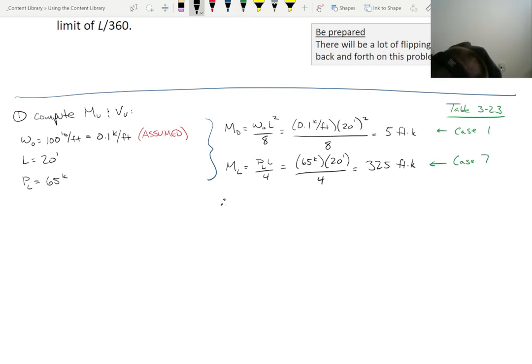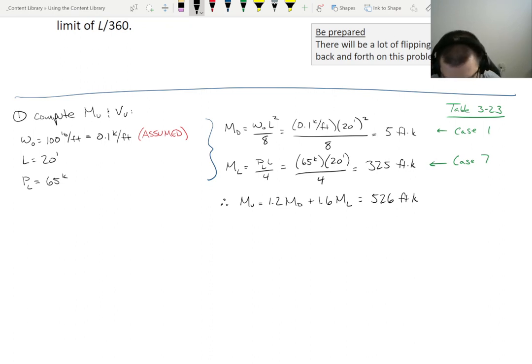So therefore, MU is 1.2 dead plus 1.6 live. And when you chug that out, I'll go ahead and do that now. You end up getting 526 foot kips.